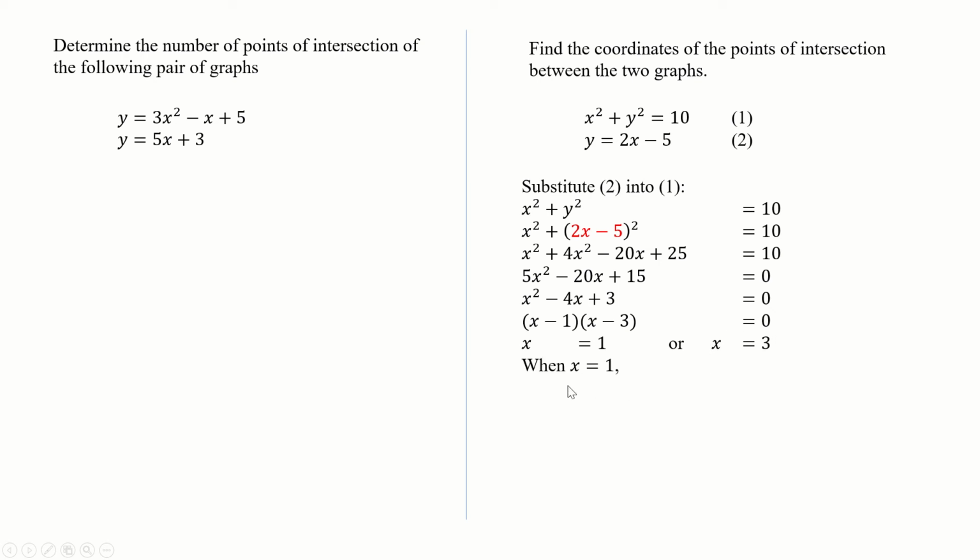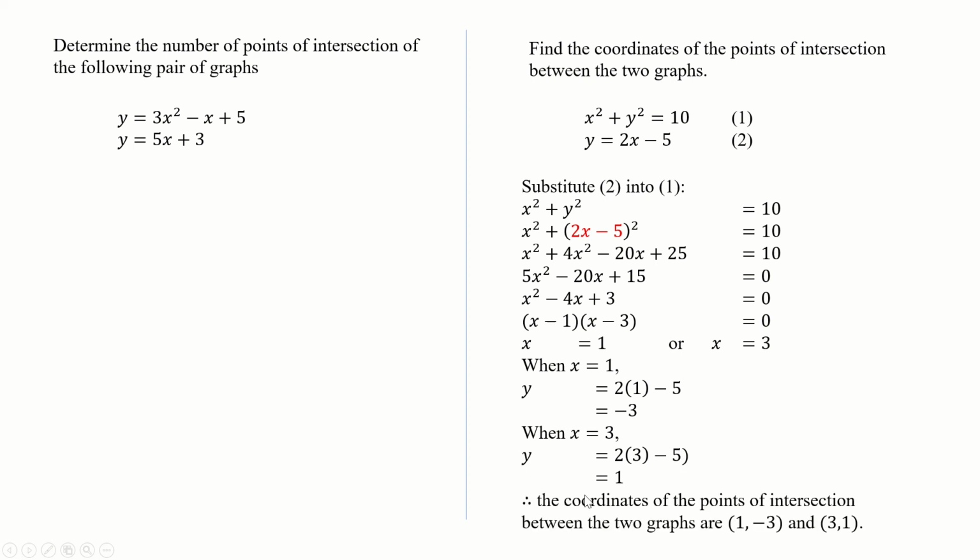So we do our substitution again. We substitute x equals 1 into equation 2, and we get y equals negative 3. Same thing for x equals 3, we substitute into equation 2, and we get y equals 1. From here we conclude that the coordinates of the points of intersection between the two graphs are (1, -3) and (3, 1). So now let's go back to the new question we have here.